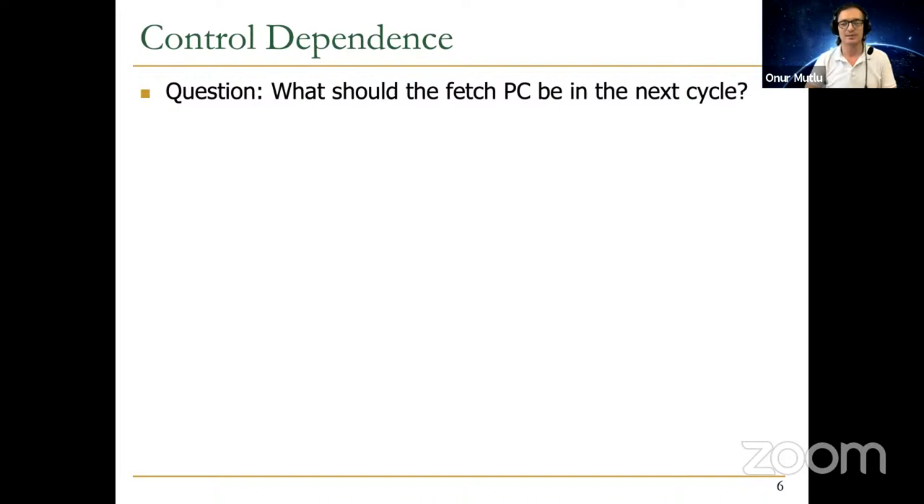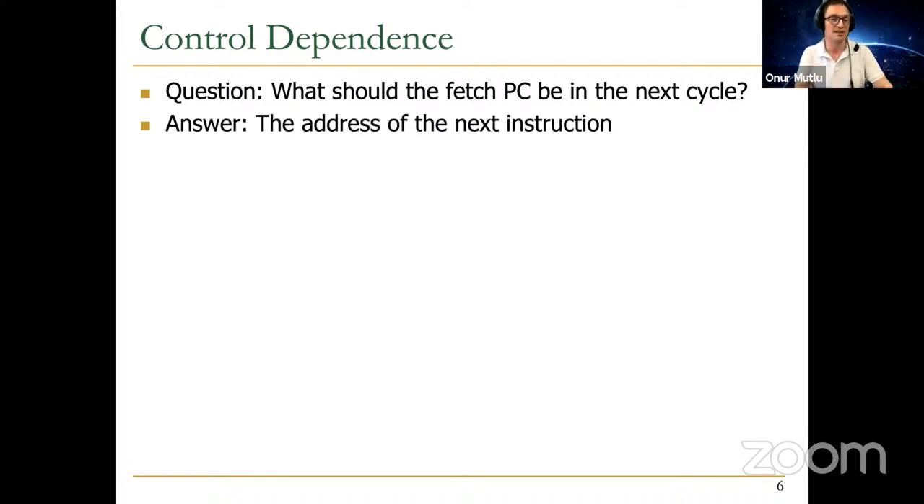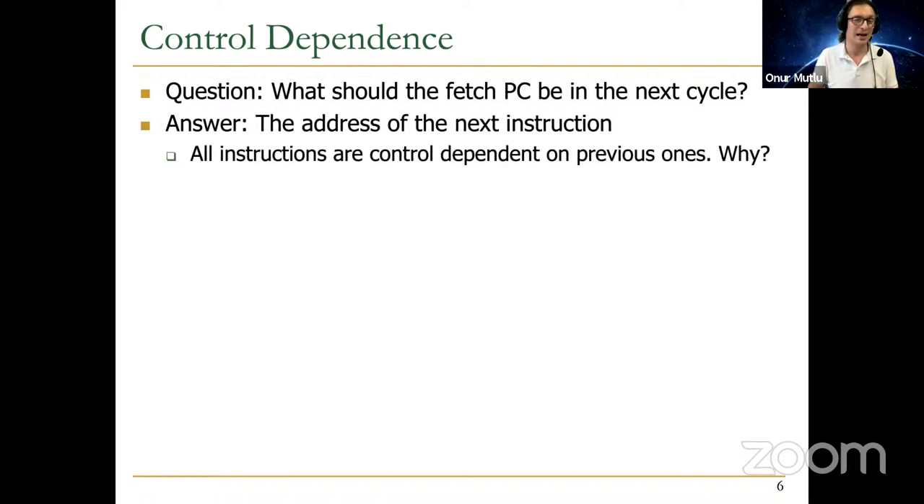Okay, so control dependence, remember the slide. We covered this also briefly. Basically, the basic question we're trying to answer is, what should the fetch PC be in the next cycle in a pipeline processor? And the obvious answer is the address of the next instruction to be fetched, right? But how do you know that? Because all instructions are actually control dependent on previous ones because of sequential execution, because of dependence on the program counter, right? Every instruction changes the program counter. Now, some of them trivially change the program counter. They increment the program counter, or change the program counter by the size of the instruction.